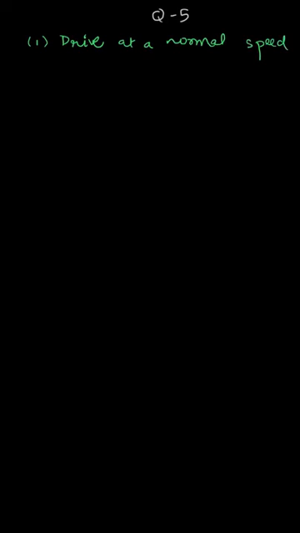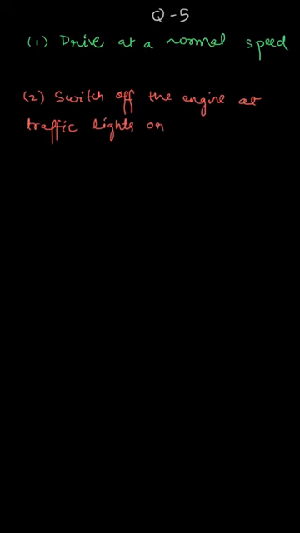First is to drive at a normal speed, that is, driving at a consistent optimal speed, not too high and not too low, because driving at a higher speed causes more fuel to burn, thereby decreasing the efficiency of the engine. Second is switching off the engine at traffic lights and at places where we need to wait. That way we'll save the extra fuel that we burn unnecessarily by keeping the vehicle on.